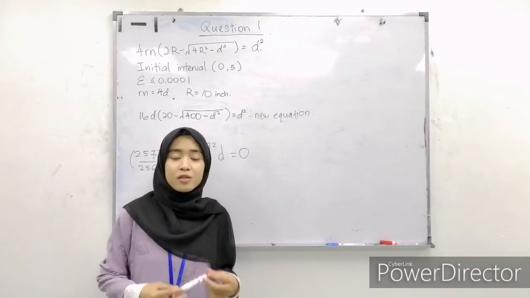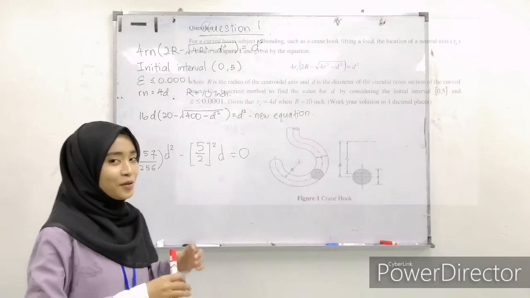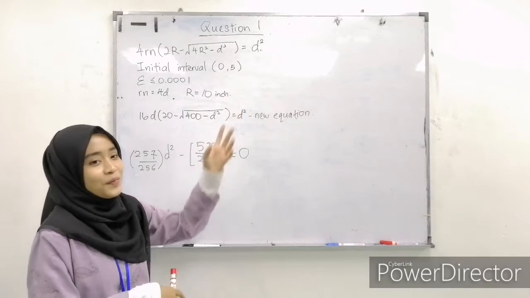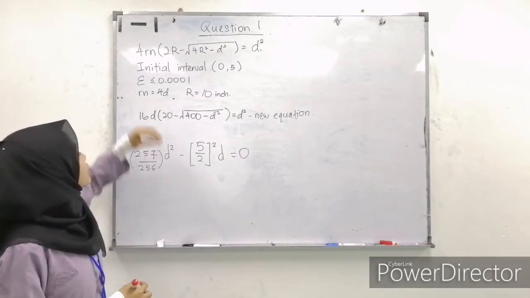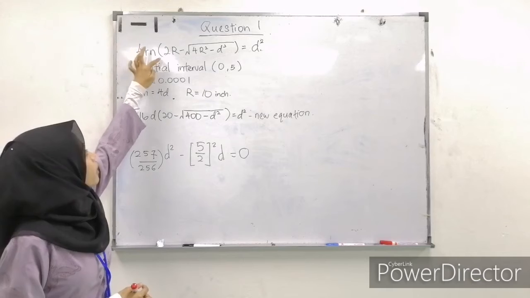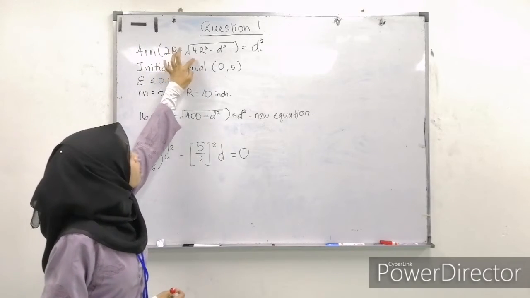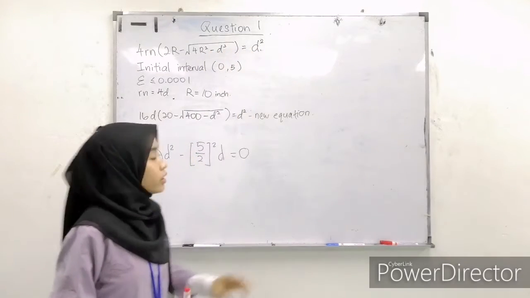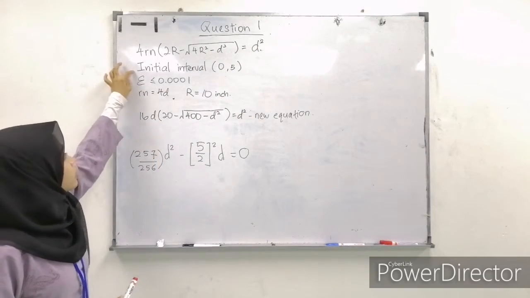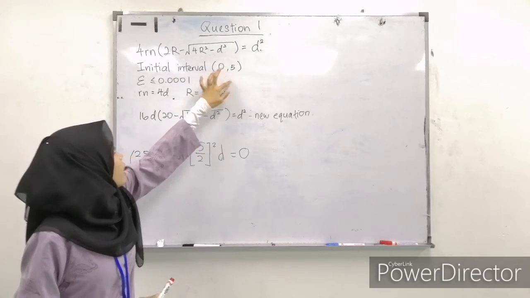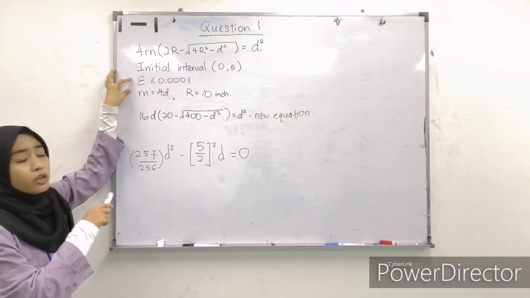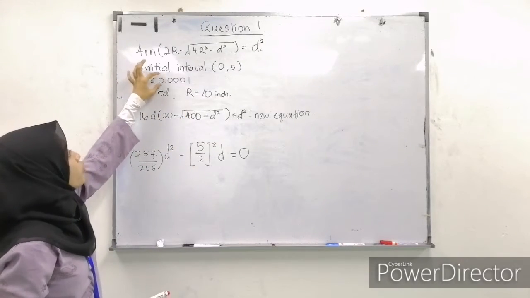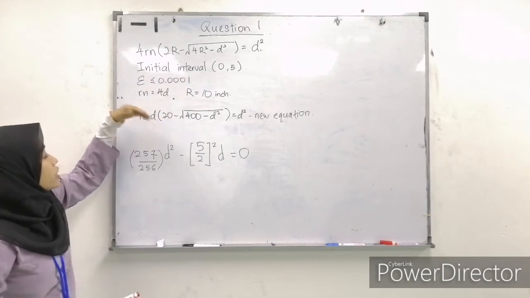Hi, my name is Nur Najwa. Today I will show you how to solve equation 1. First, this is the equation: 4Rn(2R minus the square root of 4R squared minus D squared) equals D squared. This is our initial interval, 0 to 5, and this is the limit value that we want to find from equation 1, which is 0.0001.